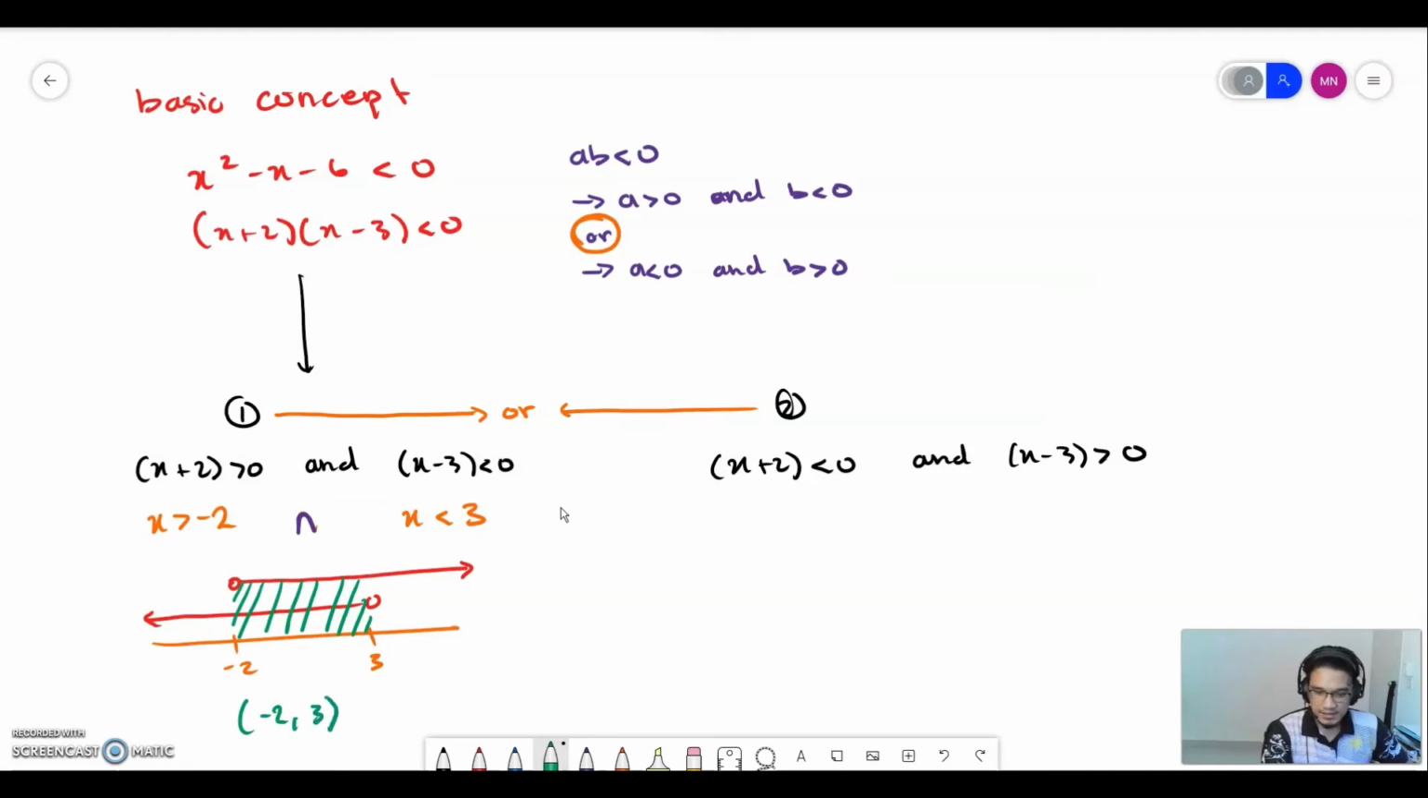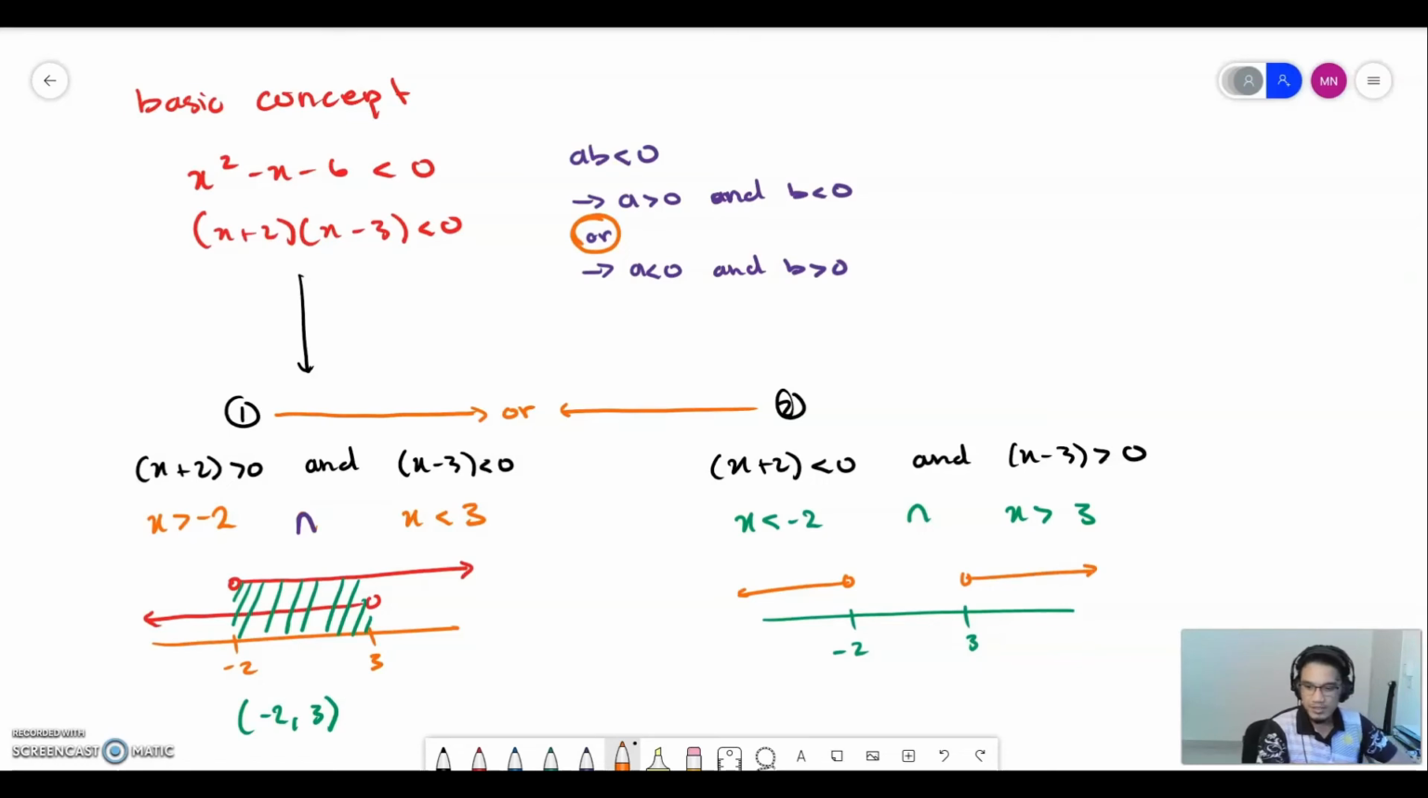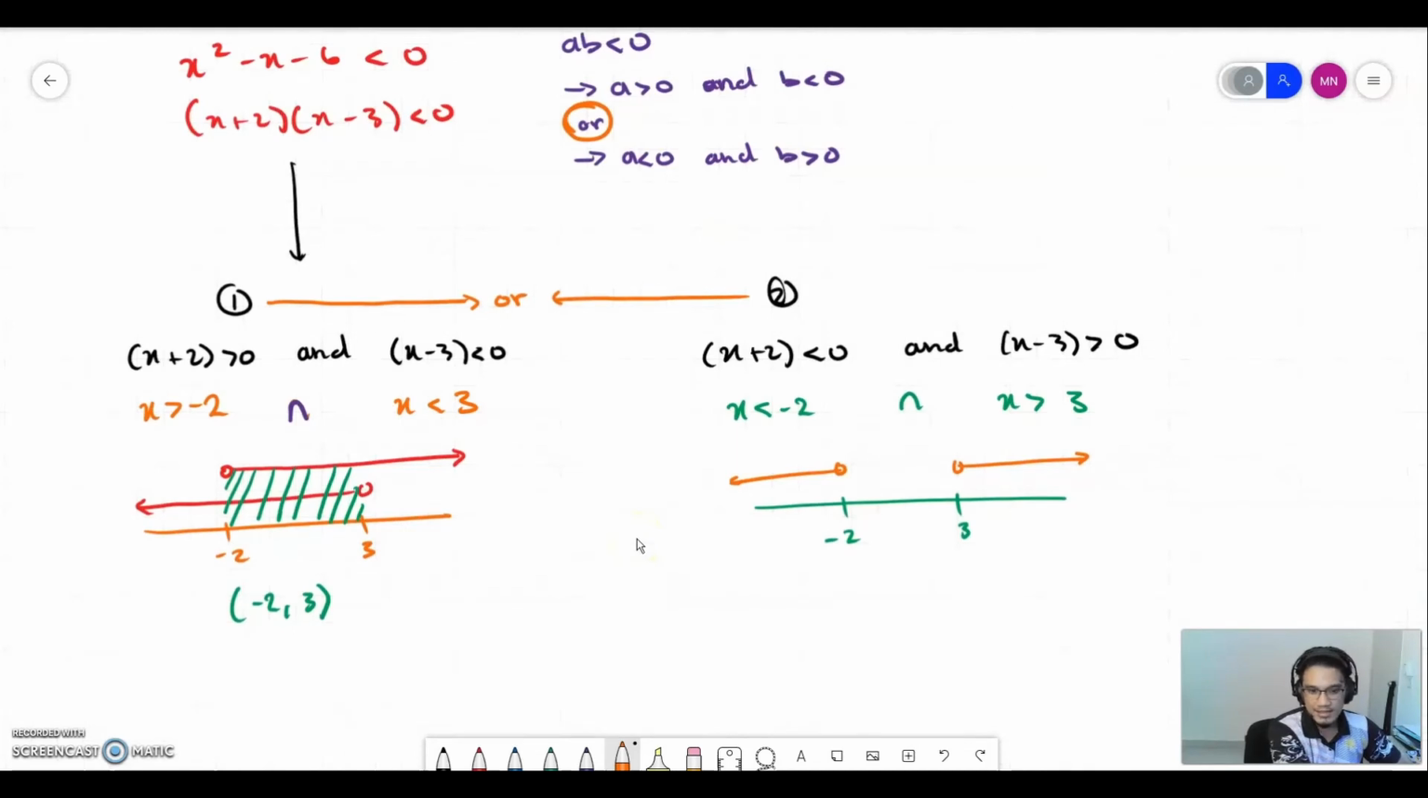Okay, so next we will look at the second part. x is less than negative 2 and x is bigger than 3. So we have negative 2 and we have 3. x is less than negative 2, and x is bigger than 3. Since there is no region that intersects, there will be no answer from our second part. As I mentioned before, the relationship between 1 and 2 is OR.